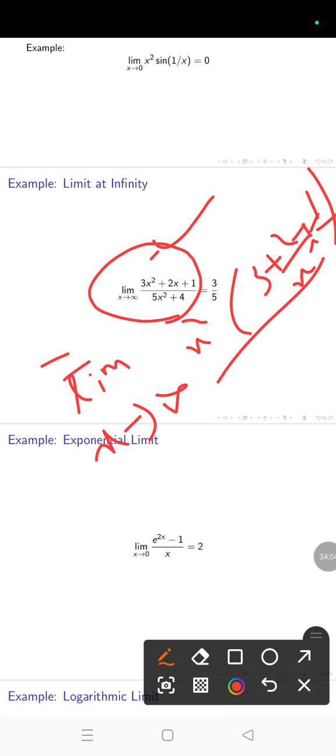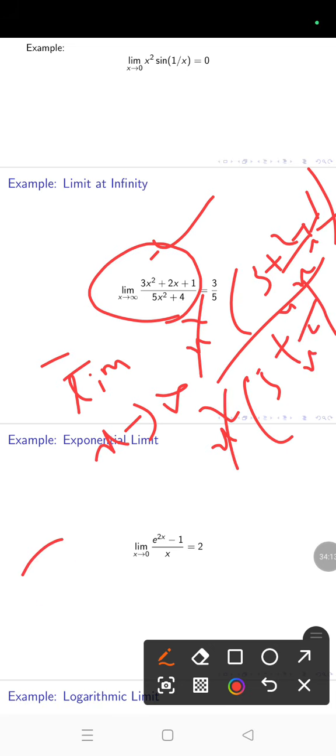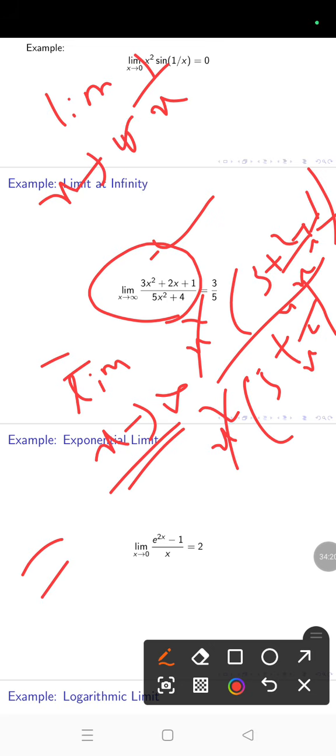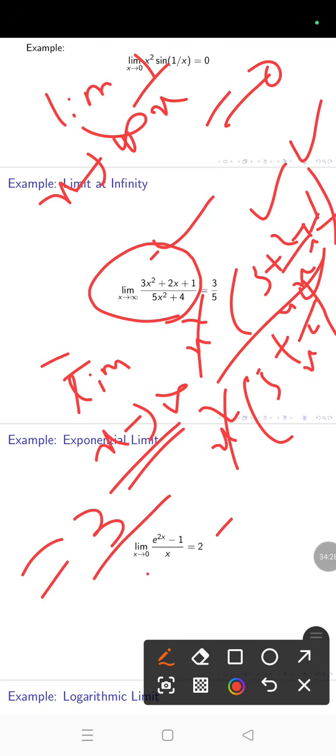Similarly, in the denominator, what is the highest power? x square. So take it common. So 5 plus 4 by x square. So x square cancels and take x tends to infinity, and we know that the limit of 1 by x as x tends to infinity is equal to 0. So those terms are 0, and we will find 3 by 5.